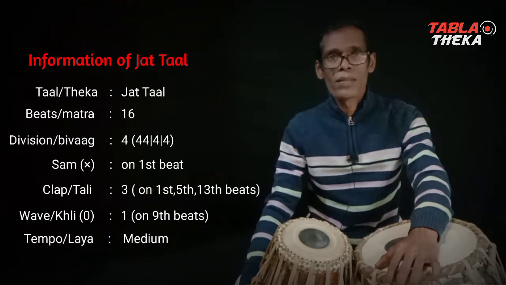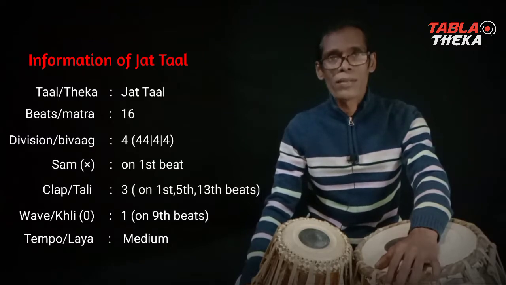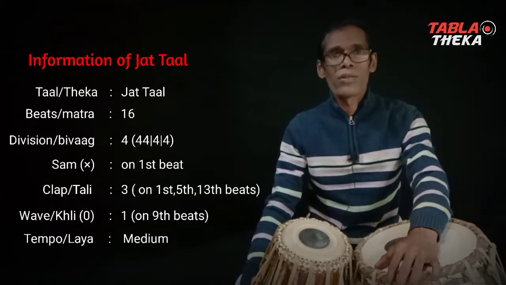It has 16 beats with a 4-4-4-4 division, 3 claps on the 1st, 5th and 13th beats and 1 wave on the 9th beat. The first beat of the rhythm is called Shom, which is placed on the first clap. Now I will show you how to calculate Jat Taal 16 beats with fingers and clap.